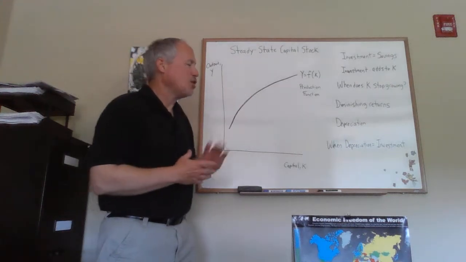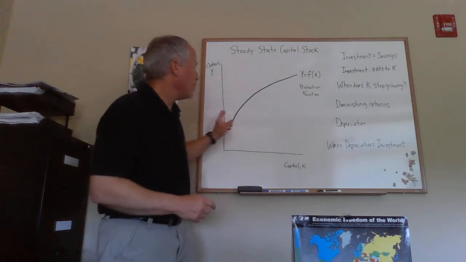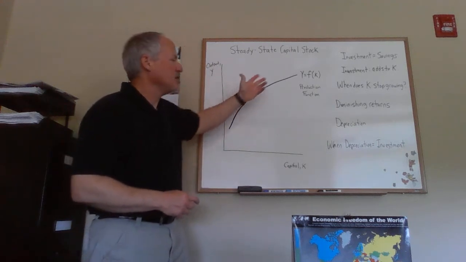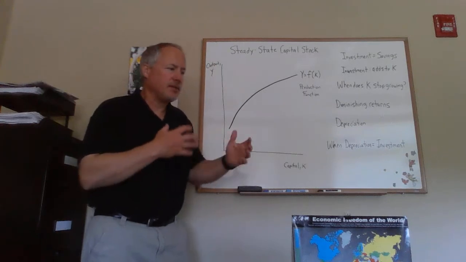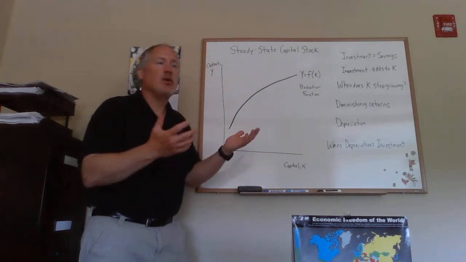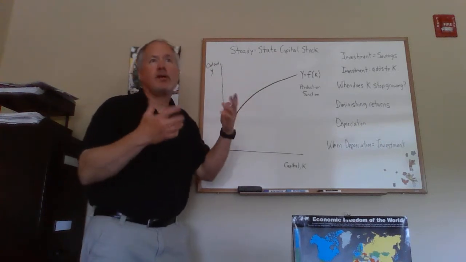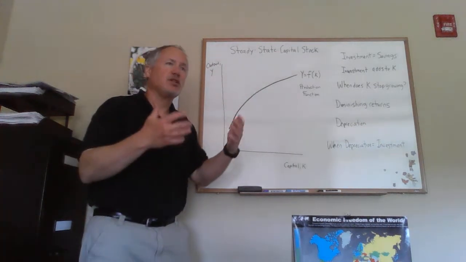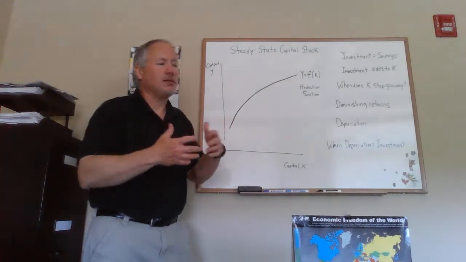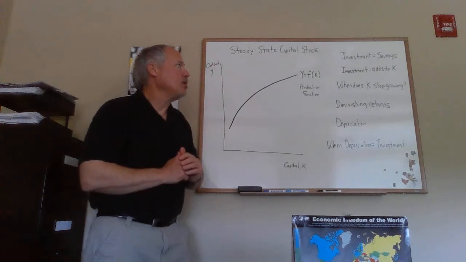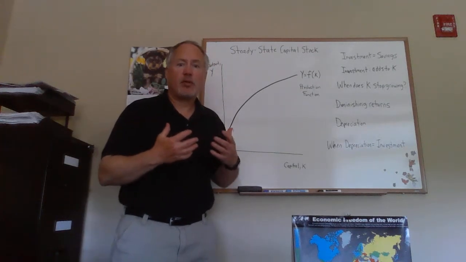So I've drawn the production function here, and we know that as we have more capital, we're able to produce more output. So we have this relationship between output and capital. In one sense, a bigger capital stock allows us to have more output, and output is ultimately our consumption and standard of living. So having a bigger capital stock would appear to be a good thing, but there's a limit to that. And that's really where we get what we call this steady state.